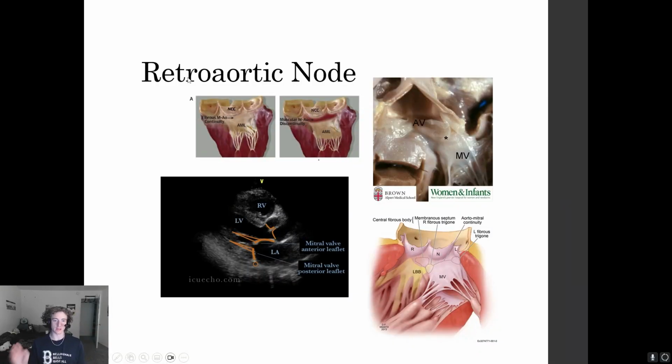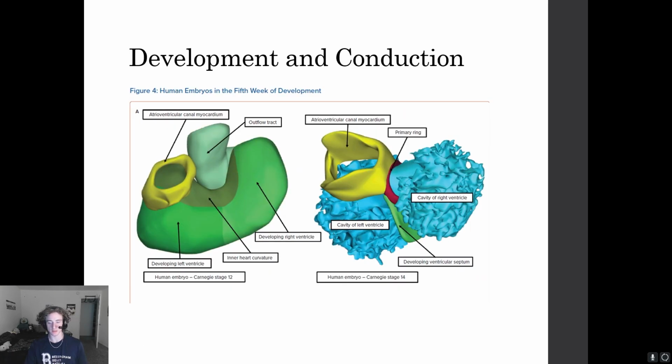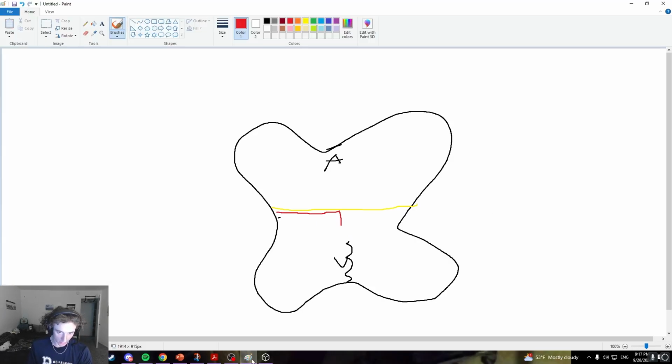Okay, so now that we've talked about the retroaortic node, how these structures form, and looked at all these diagrams, we understand a lot more about the slow and fast pathway of the atrioventricular node. So now let's go into depth on the AV node, and let's talk about atrioventricular nodal re-entry tachycardia. So for this, let's go to Paint. I can draw it out.